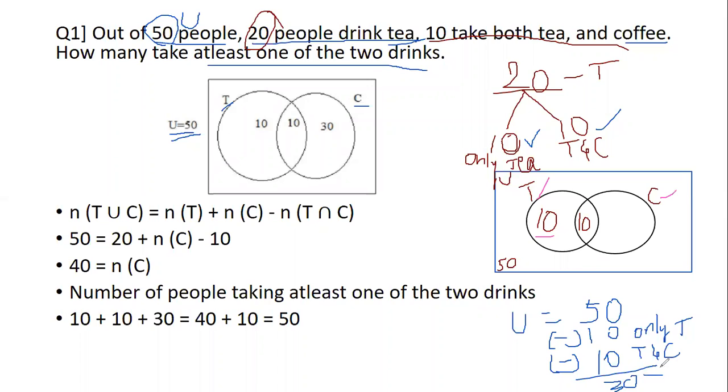So if there are only tea drinkers and tea and coffee drinkers, what is left out? Only coffee drinkers. So this 30 are only coffee drinkers. Did you all understand? Everybody understood?